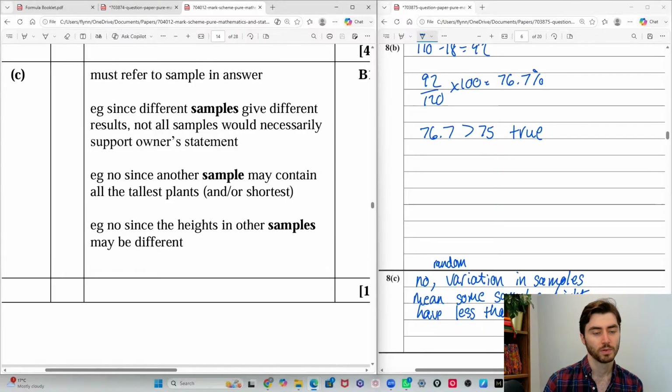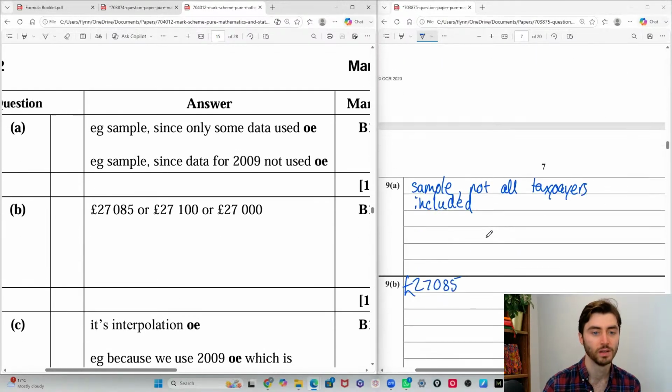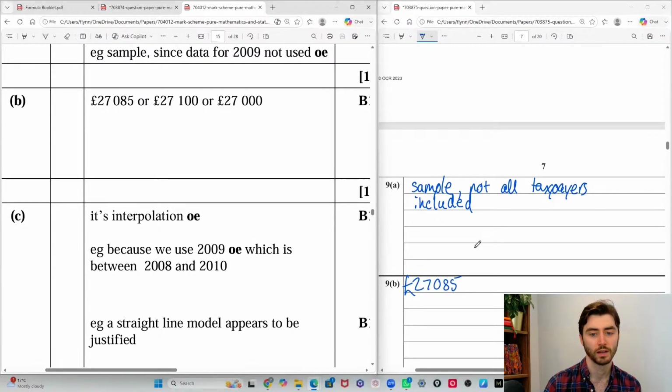Since different samples give different results, not all samples would necessarily support the owner's claim. I hate that. Well, that's kind of what I said. Random variation in samples means that some might not support it, but like terrible, terrible, bad. Do not like. Samples, since not all taxpayers included, only some of the data is used. Cool. I got that.